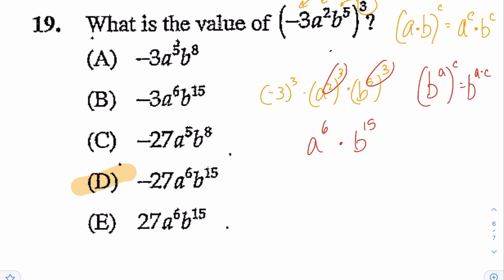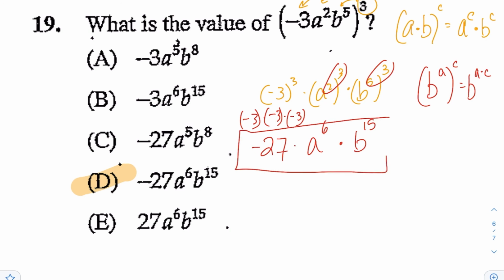And then negative 3 cubed is negative 3 times negative 3 times negative 3, which is negative 27, because a negative number to an odd power is going to be negative. So these are the 3 rules that you have to use, and that's going to help you get to choice D.